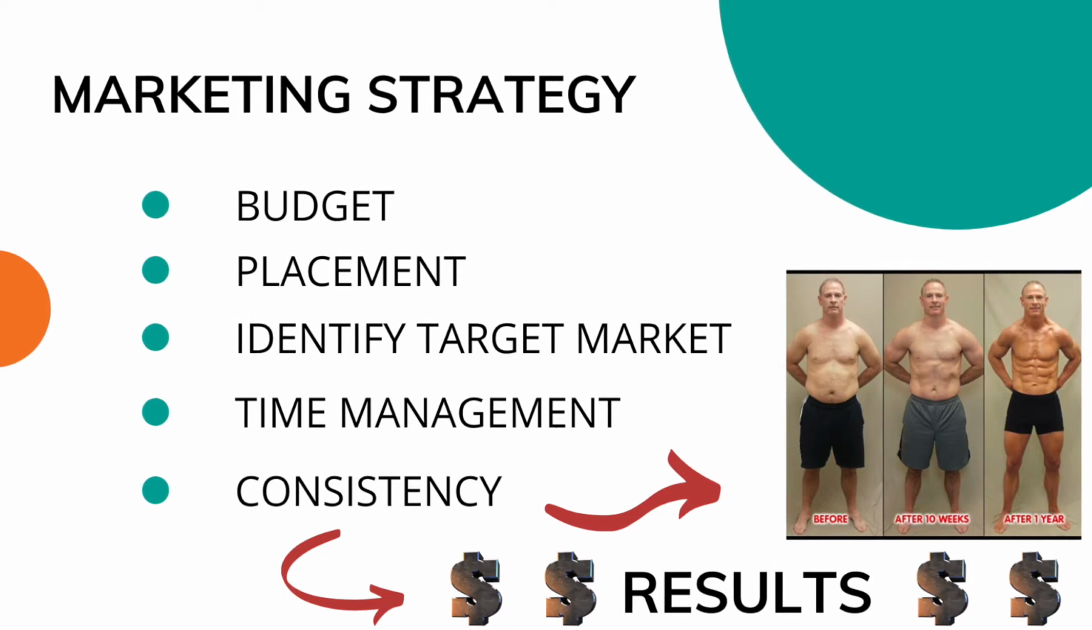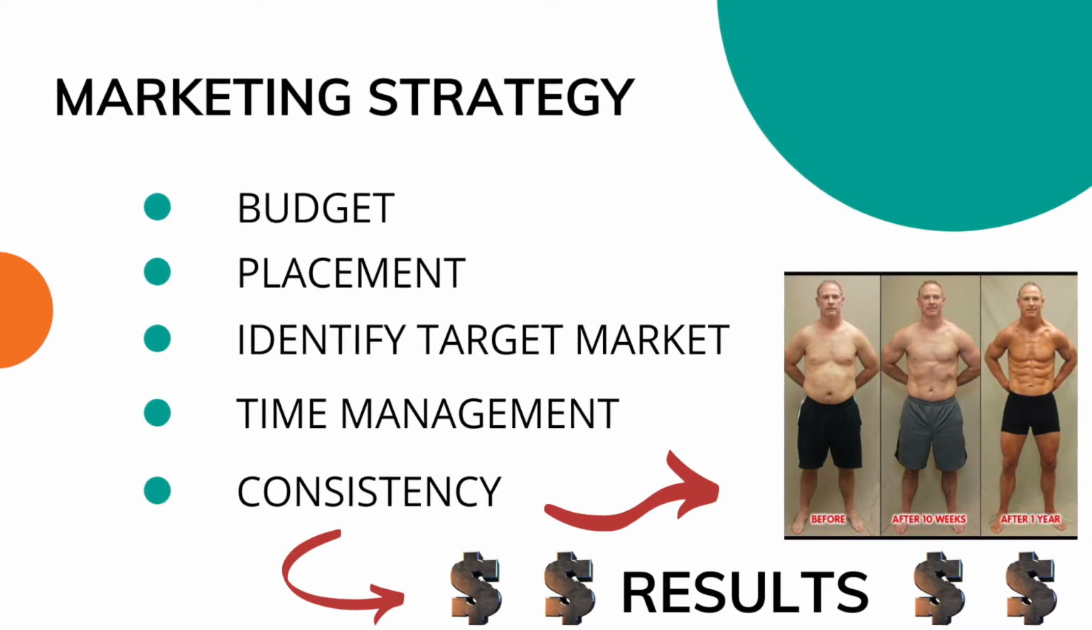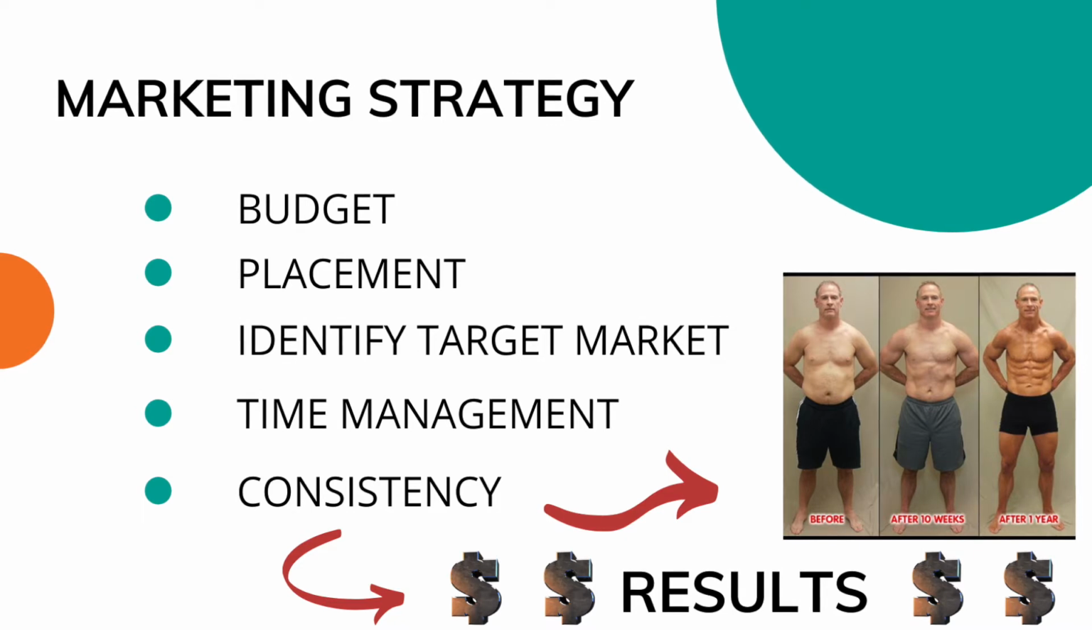Okay, so consistency is key to anything that you do if you want results. So this gentleman, as you see in the before and after picture, and it looks like he, before 10 weeks and into his first year, he was very consistent on going to the gym. He didn't go only twice a year.